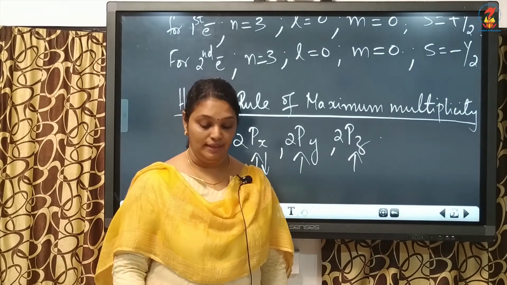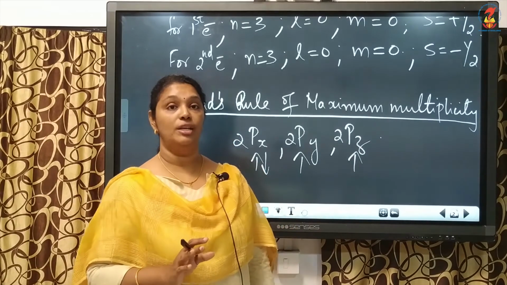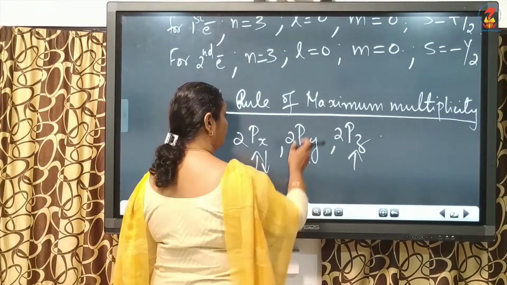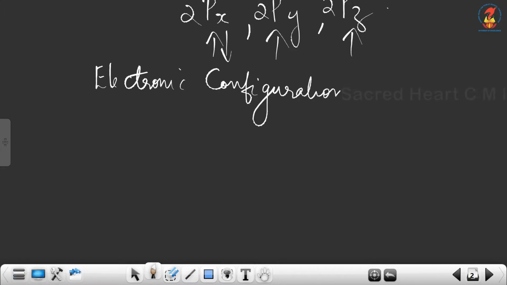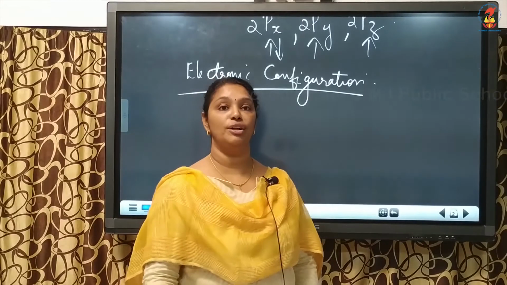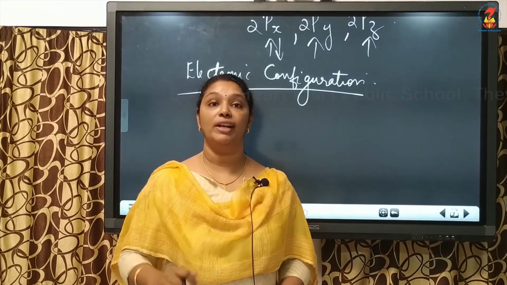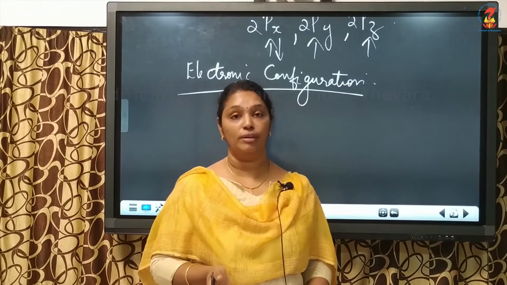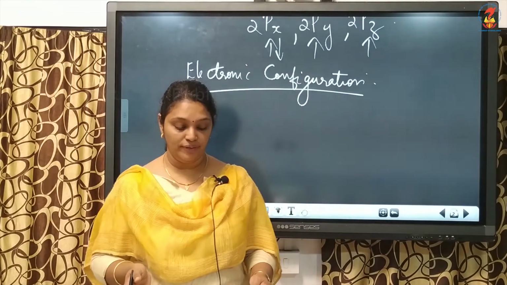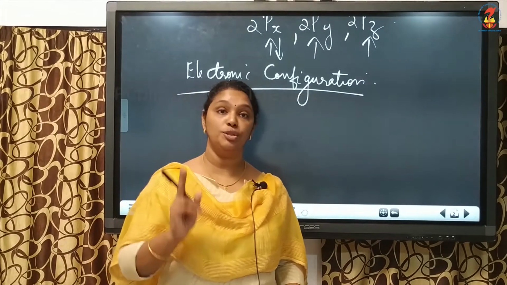Now next let us see the electronic configuration of atoms. What do you mean by electronic configuration of atoms? The distribution of electrons into orbitals of an atom is called its electronic configuration. And the electronic configuration of different atoms can be represented in two ways.